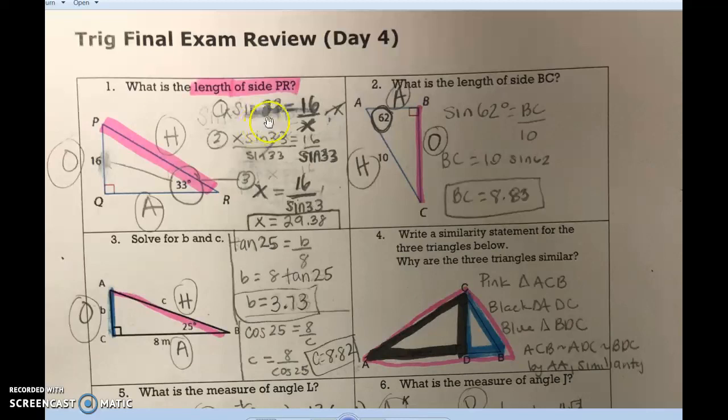So sine of 33 equals 16 over x. And we're going to solve for x. So we're going to multiply x on both sides. We're going to divide by sine of 33. Then we get x by itself. So x equals 16 over sine of 33. And you're going to put it in the calculator as is. 16 divided by sine of 33, which is x equals 29.38.